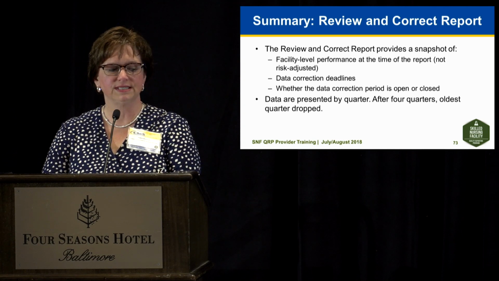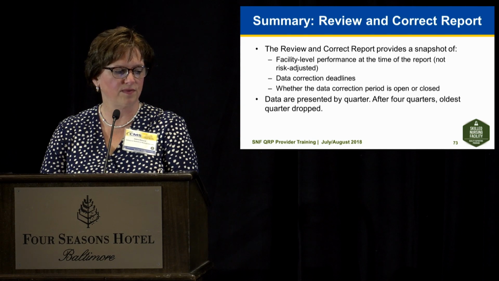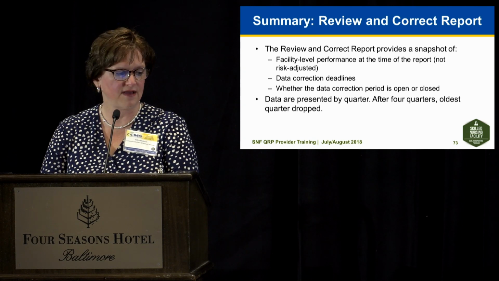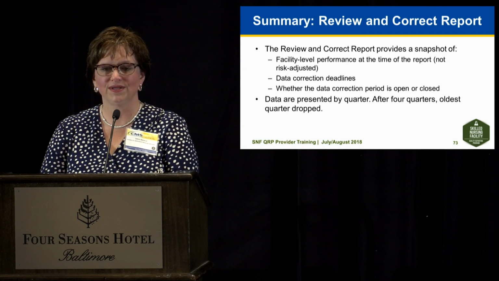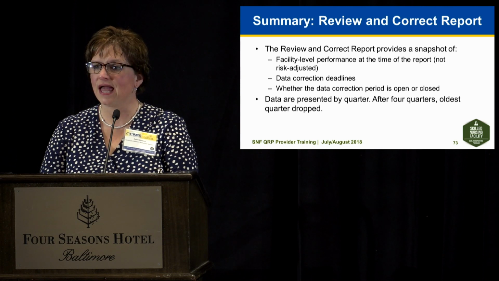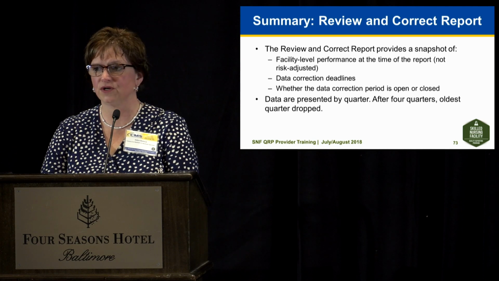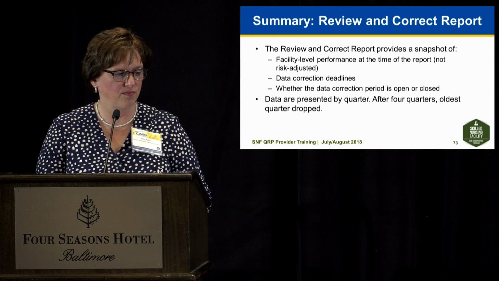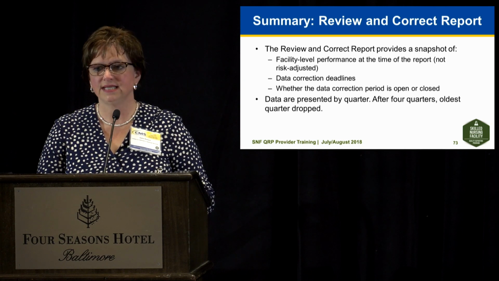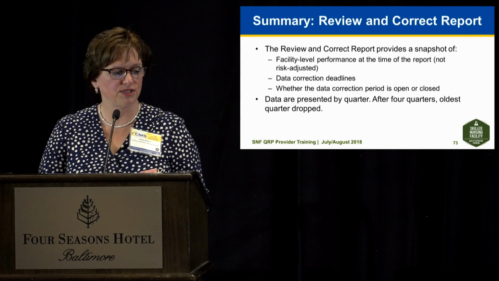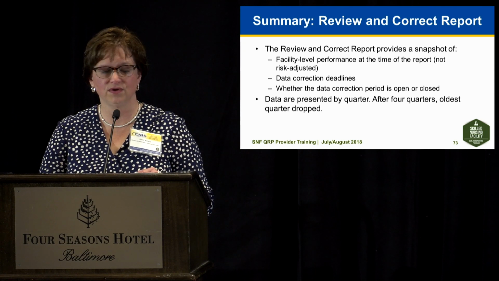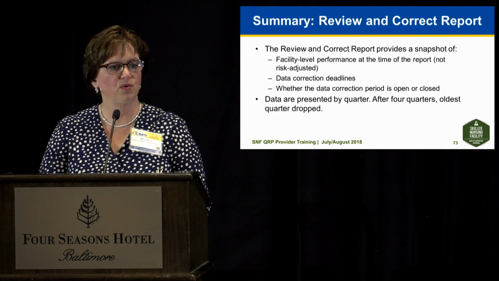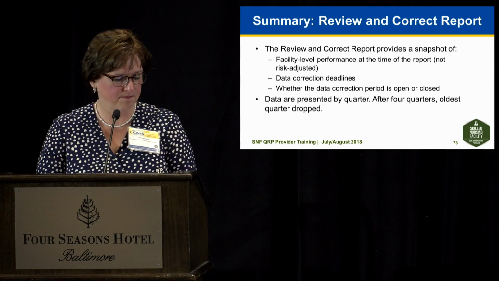The Review and Correct Report is a snapshot of your facility performance at the time of the report. It does not contain risk-adjusted values. The Review and Correct Report contains the data correction deadline, so you can easily identify the data correction period for the reporting quarter, and then you can also identify whether that data correction period is open as of the date that that Review and Correct Report was requested. The data, as we saw on the Review and Correct Report, is displayed by calendar quarter. There are 4 calendar quarters plus a cumulative row of data on the Review and Correct Report. When we're viewing the Review and Correct Report, the newest quarter being reported is always displayed at the top.